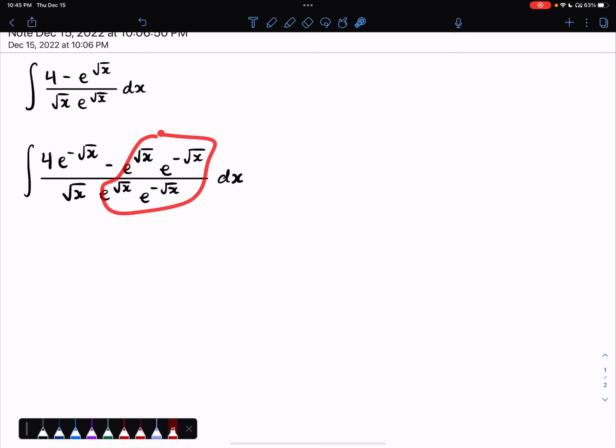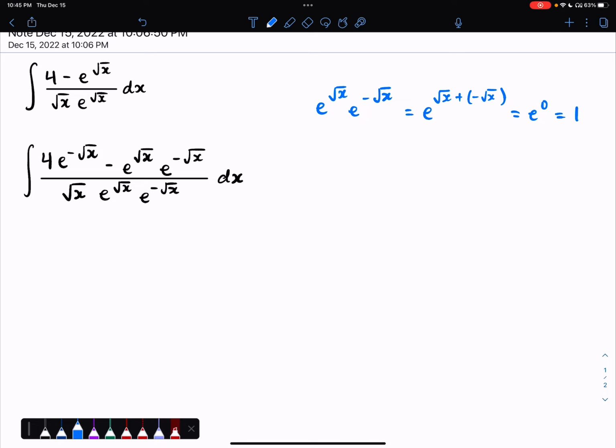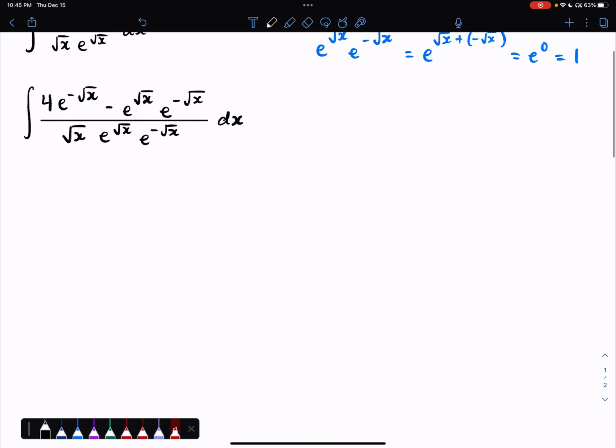From the laws of exponents, we can go e to the square root x times e to the negative square root x. Since you're multiplying these together and the bases are the same, you can just add the exponents. So it's e to the square root x plus negative square root x, which gives e to the 0, and any number raised to the power of 0 is just equal to 1. So we're going to rewrite our integral here as 4e to the negative square root x minus 1 divided by square root x dx.